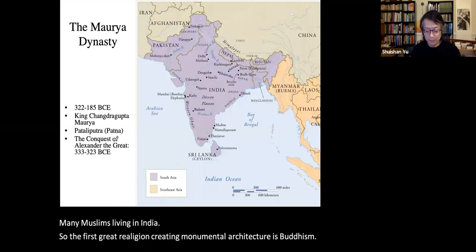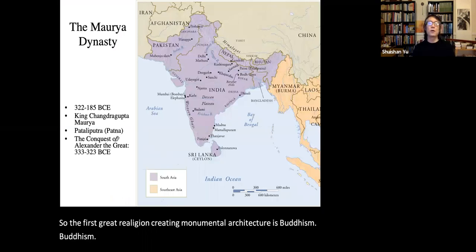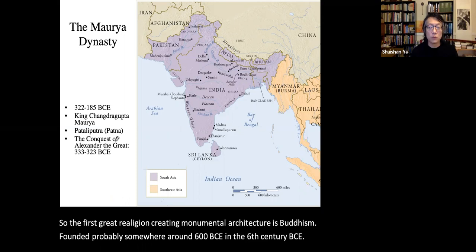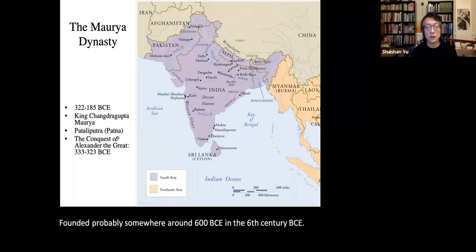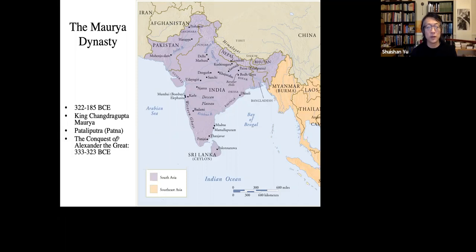Buddhism, founded probably somewhere around 600 BCE, in the 6th century BCE, was one challenging the authority of Brahmanism. It was royally sponsored until the 3rd century BCE.